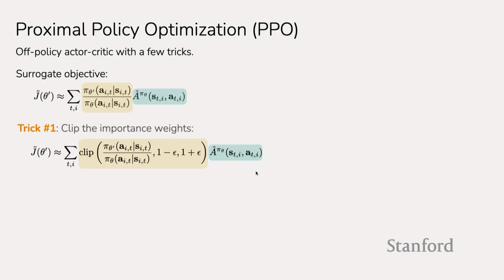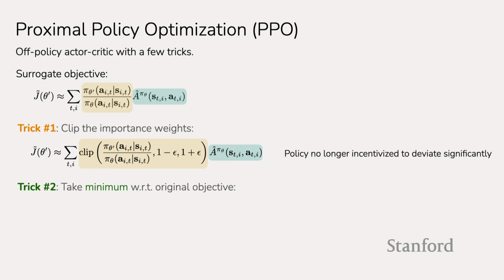Now, there's a couple more tricks that PPO introduces to try to get stable reinforcement learning improvement. So in this first trick, it's no longer incentivized to deviate significantly. Now, one thing that's a little bit funky about these importance weights is that the clipping in some rare cases might actually make the objective better.